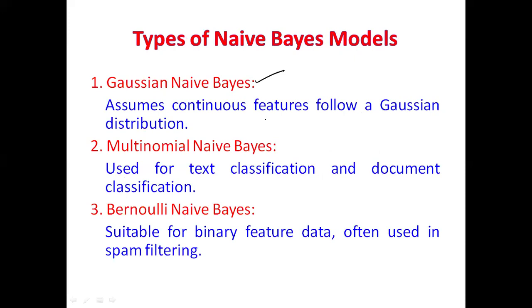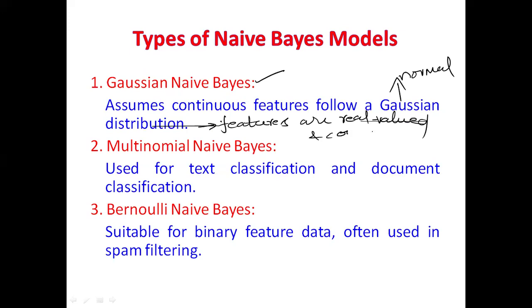This model assumes that continuous features follow a Gaussian distribution, what we can call a normal distribution. It is used when the features are real valued and continuous.